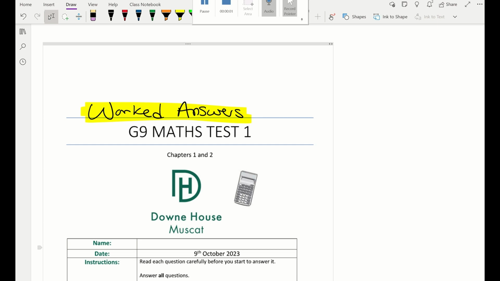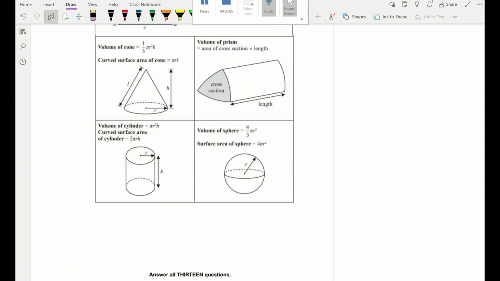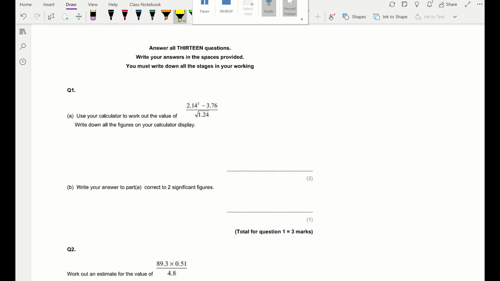I'm going through the worked answers for the grade 9 maths test for chapters 1 and 2. And the first question says, use your calculator to work out the value of 2.14 cubed minus 3.76 divided by the square root of 1.24.